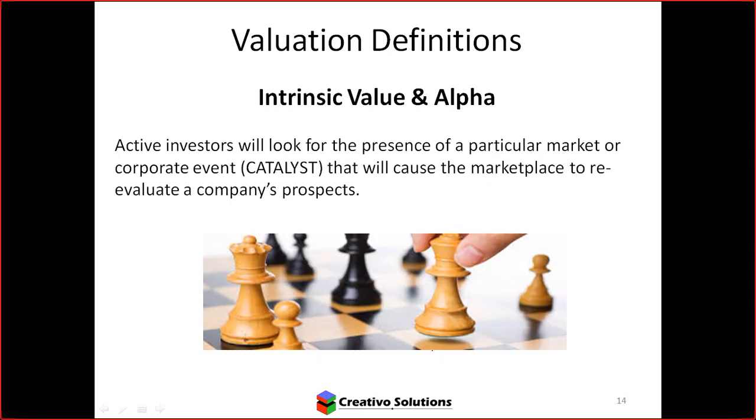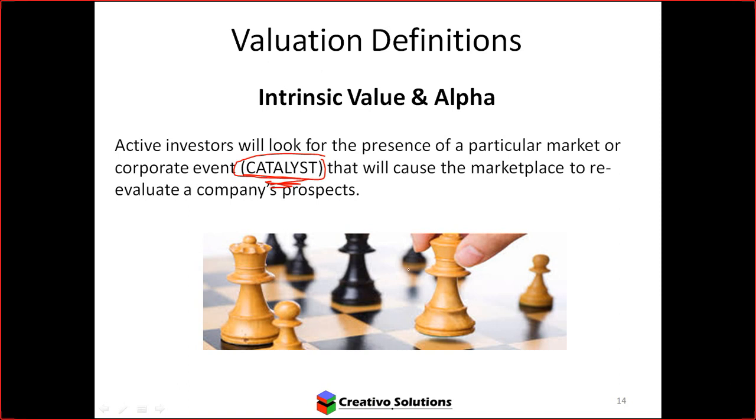Okay, then here's a note about intrinsic value. We spoke about it. We spoke about alpha. Now I'm looking at an example, which looks at active investors. They're looking for a corporate event or a particular market event. That's called a catalyst. You might have seen the word catalyst before in other modules, but I'm going to give it context in this one. A catalyst is something you look for that's going to cause the marketplace to reevaluate the company's prospects, meaning it's going to change the value of that company. If something happens in the market, it's going to affect the company, so it affects the investment.